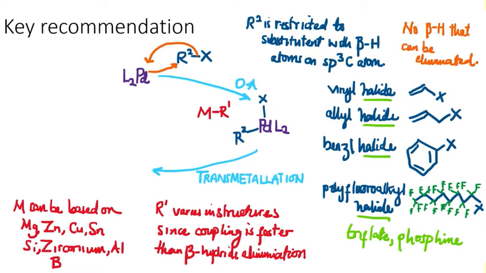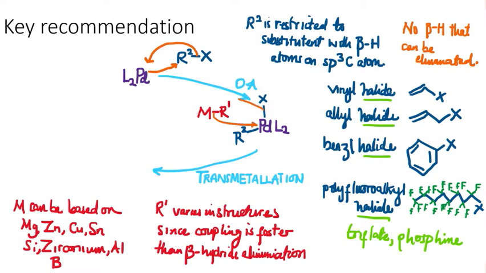Therefore, for our R1, we don't really care too much about the beta hydride, because we know that our transmetallation is a fast process, because there is no beta hydride in our R2, which is linked to the organohalide reagent. But for our organometallic reagent, we don't really care too much about beta hydride, so we can use varying types of organic compounds that are attached to that particular metal.